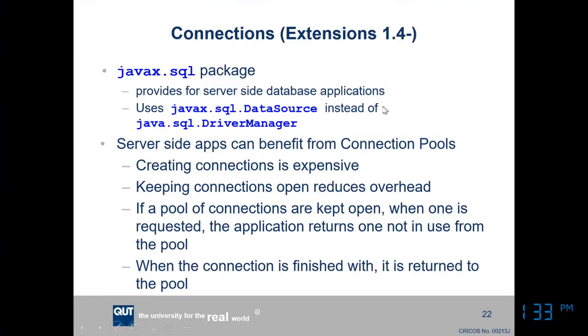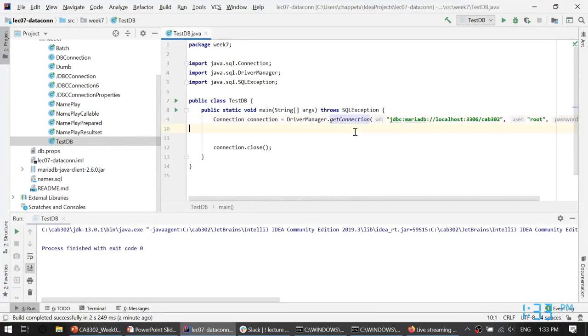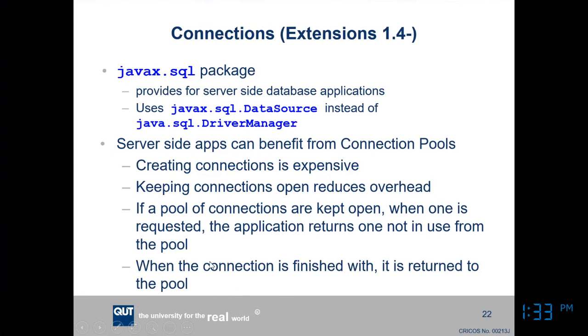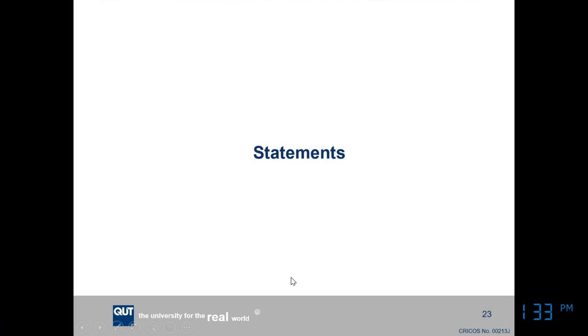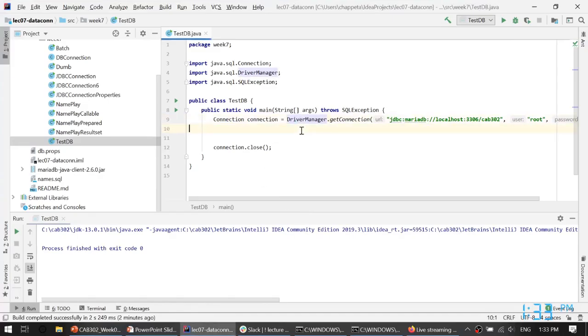So what you want to do instead is make use of a connection pool, which will reuse these database connections where possible. The idea is that they basically have a bunch of database connections, and when a database connection is requested, the application returns one not in use from the pool. This is very similar to thread pooling used in multi-threaded application development. When the connection is finished with, it is returned to the pool for other code to use. Okay, so that's the basics of creating a connection.